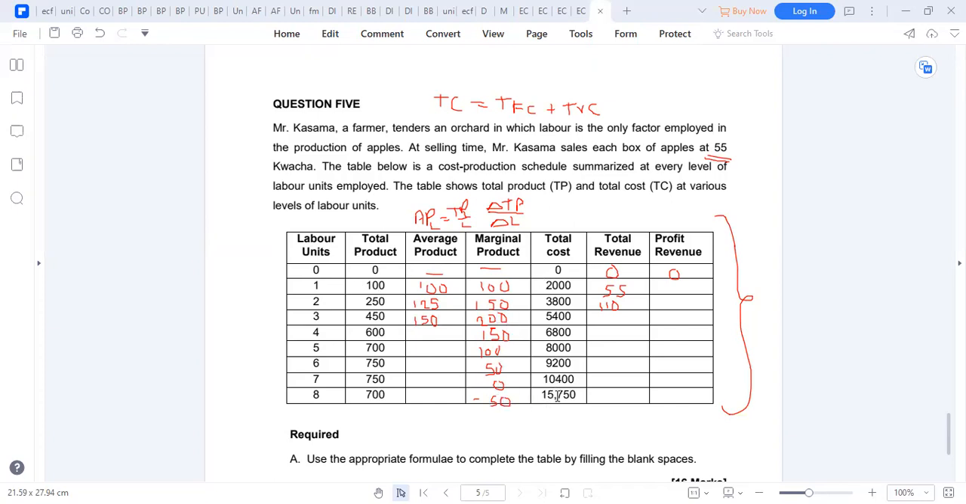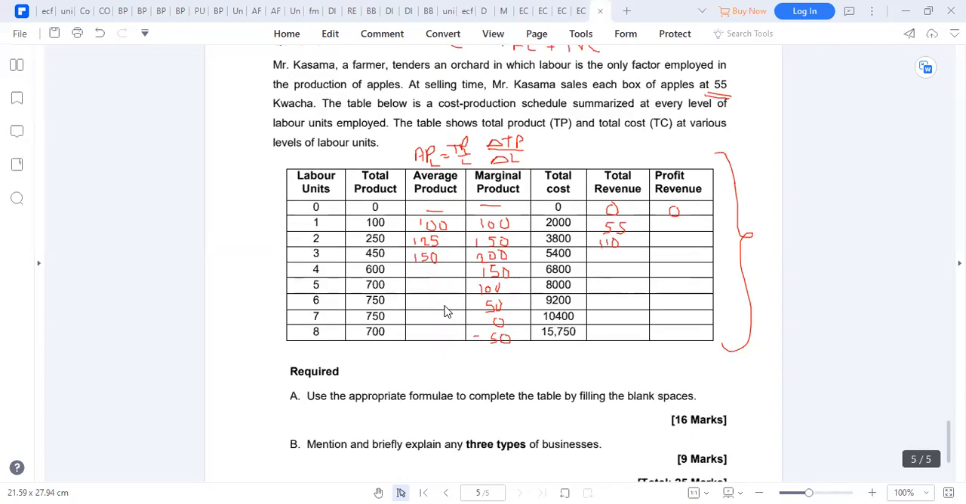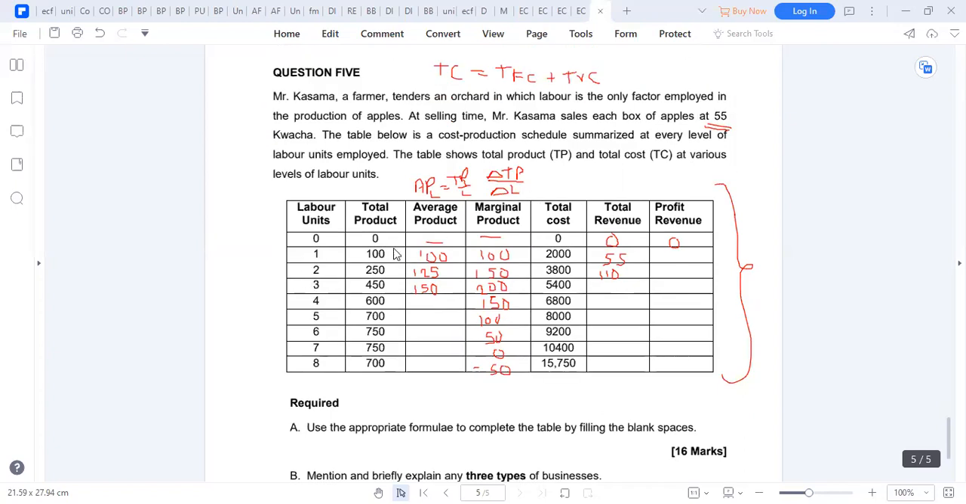The total cost we've been given. Total revenue is price times quantity. So price is 55. Quantity units we have here. So multiply 55 times 0, 0, 55 times 1, 55 times 200, and then you put them there. The profit is when you subtract total revenue minus total cost. So this is how this was supposed to be done, the 16 marks that you're supposed to get from there.